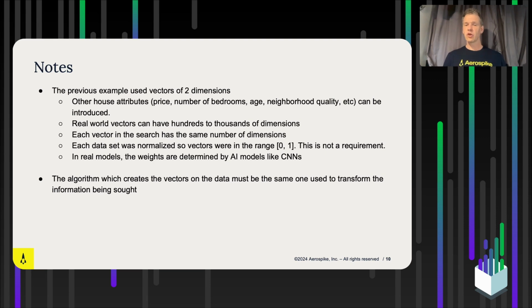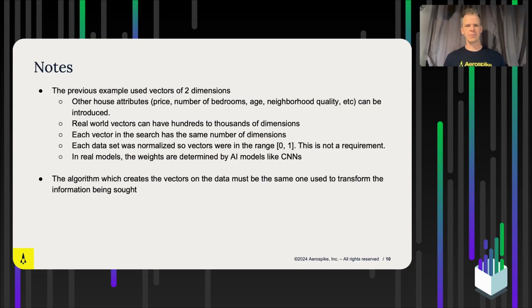We normalized our vectors in this case in the range 0 to 1. This is not a requirement. This is just the very simple algorithm I used for illustrative purposes. In reality, if you're using a real AI solution, those weights and the algorithms you're using are going to be found out by running some form of a convolutional neural network, or a CNN, across it, or some other AI model.